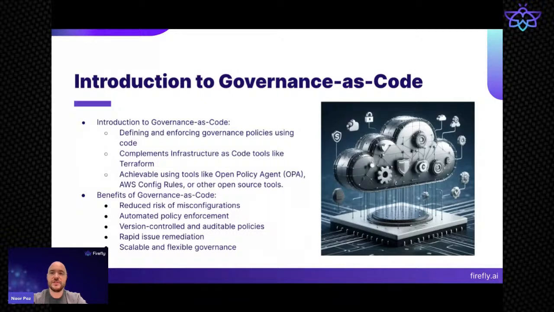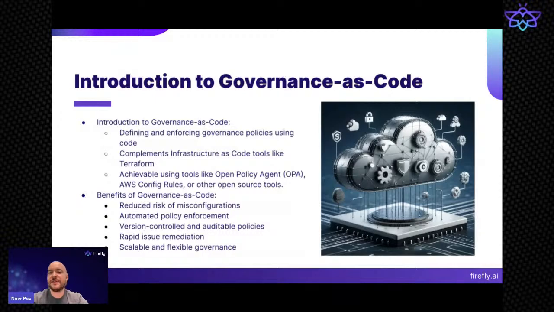This can be achieved using tools and frameworks specifically designed for policy as code, such as Open Policy Agent, OPA, AWS Config rules, or other open source tools. Some examples of governance policies that can be codified include security policies, such as access controls and encryption requirements, compliance policies, such as data retention and privacy regulations, and cost optimization policies, such as resource tagging and usage limits.